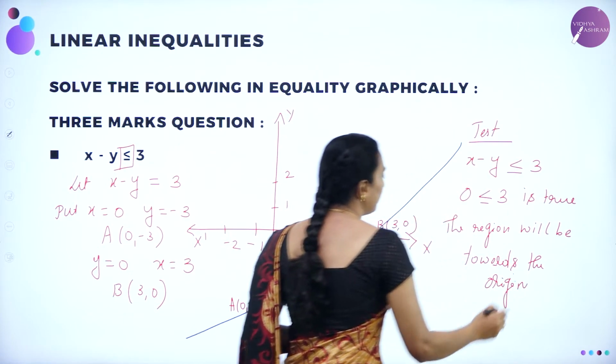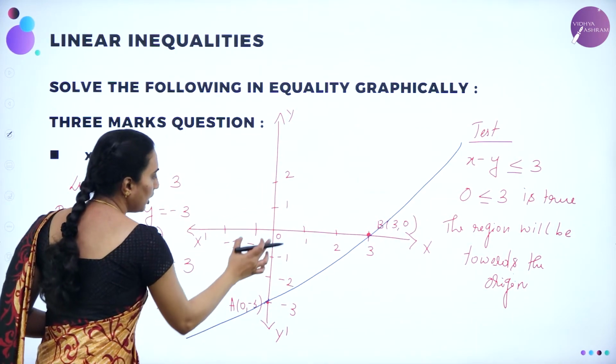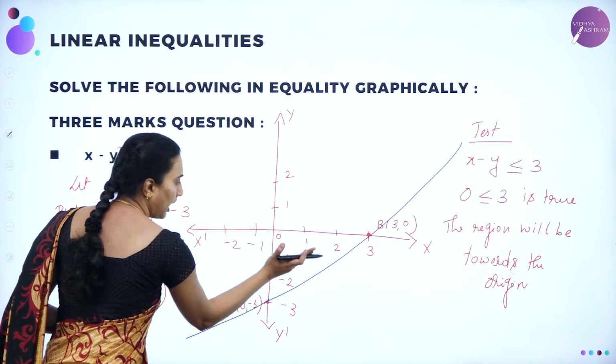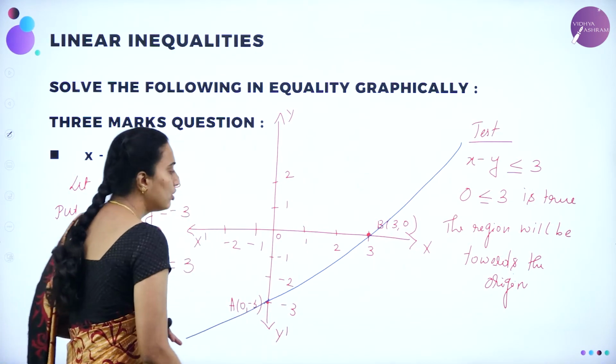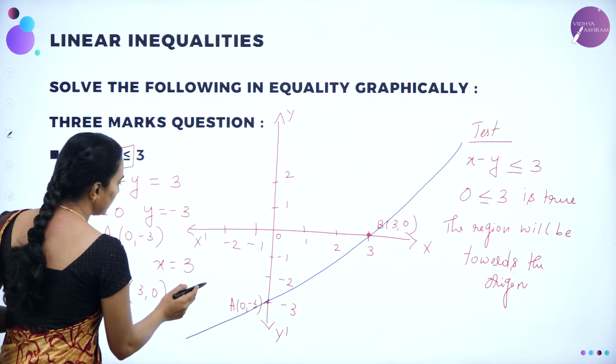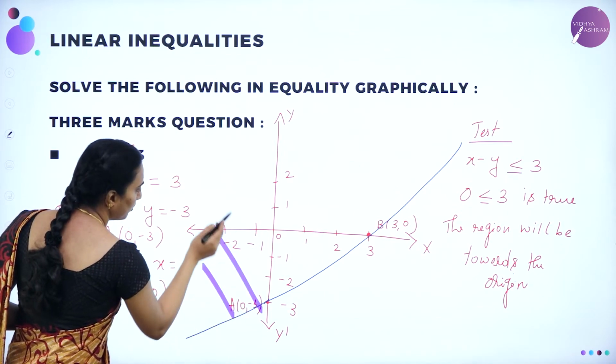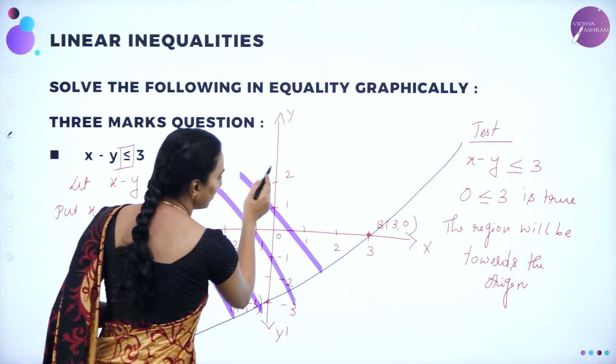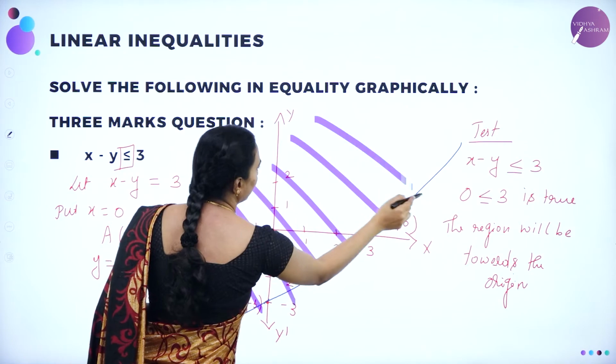Understood? Now let me draw the region towards the origin. See, origin is here, towards means like this, away means like this. Understood? So towards the origin will go like this. See here, this is what the towards origin region you are going to have. The line. Okay.